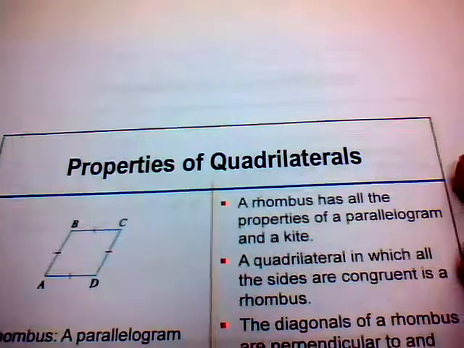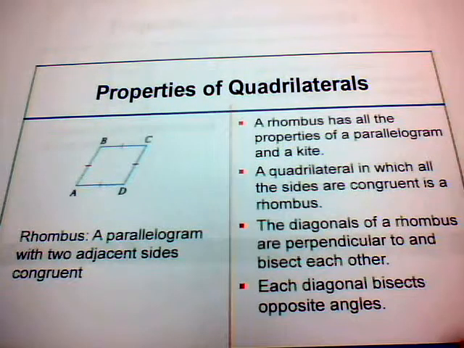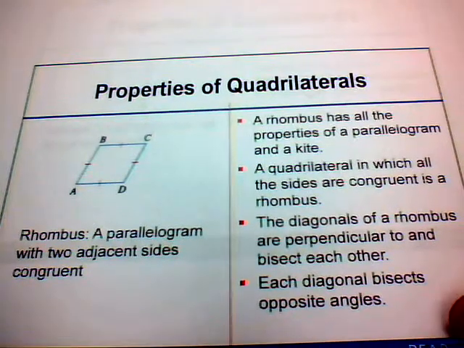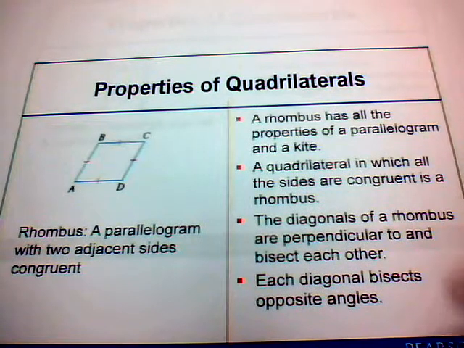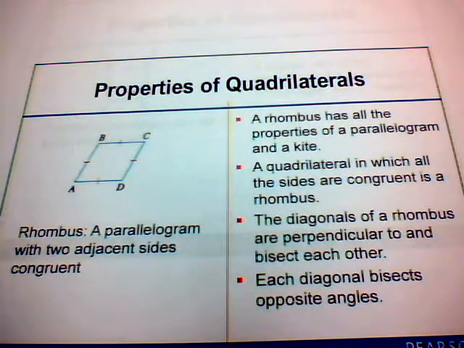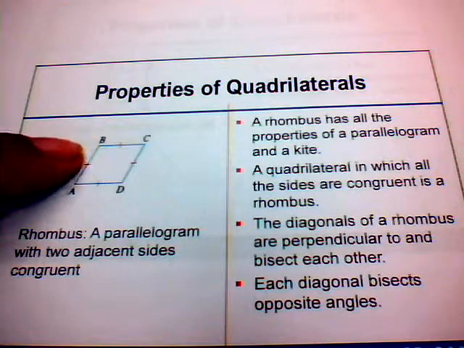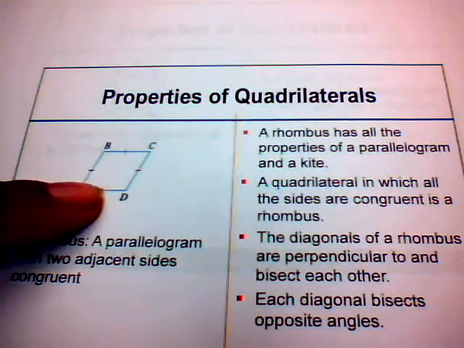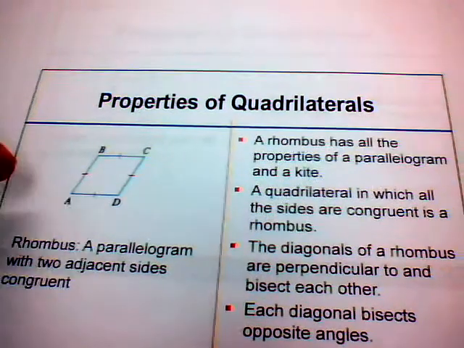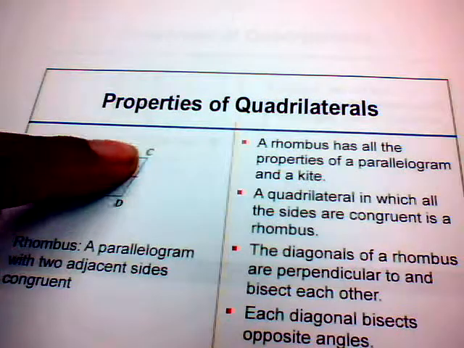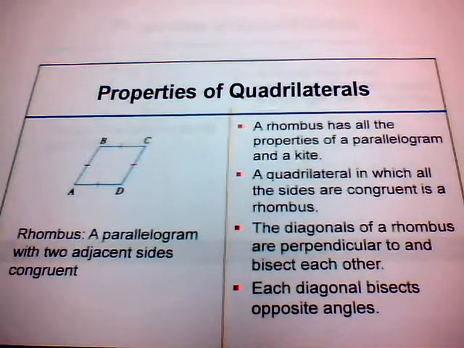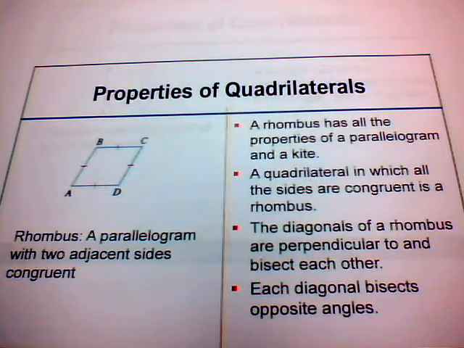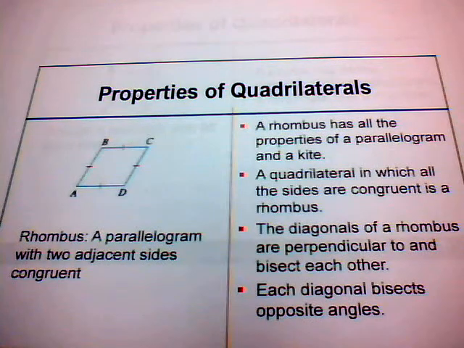All right, next is a rhombus. Rhombus is a parallelogram with two adjacent sides congruent. In other words, line segment AB is congruent to line segment AD. Those are adjacent sides, they're both congruent. Also, side AD and side CD are adjacent sides, they too are congruent, and so on. So, a parallelogram with two adjacent sides that are congruent is considered to be a rhombus.